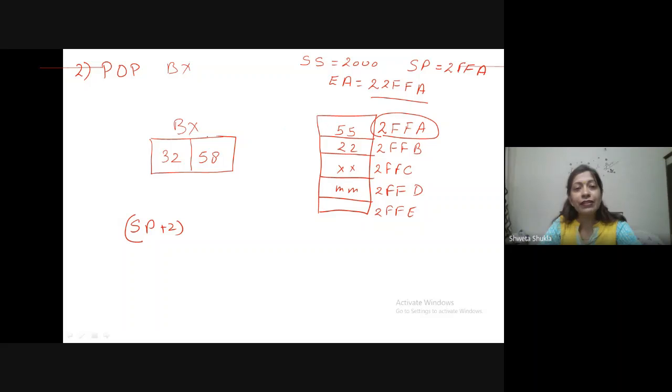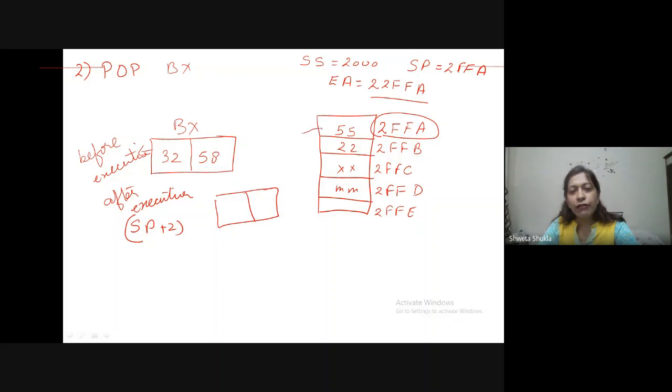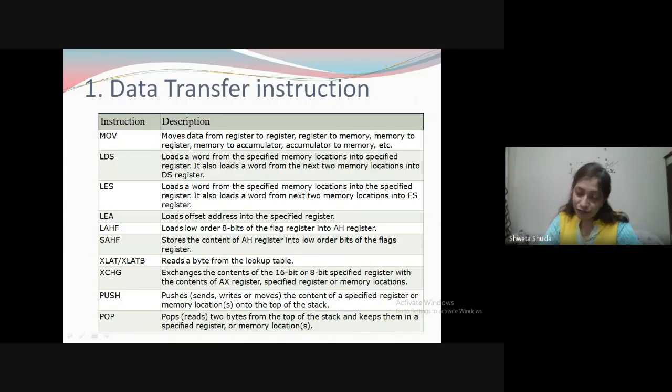Now what is going to happen? This is before execution. And what is going to happen after execution? We will write it in the BX register only. We will pop out 55 here and write it here. And similarly, the next instruction will go, that means the higher byte will go to the higher address. So this is how we pop out the value from the stack memory. Okay, so this is how the pop instruction works.